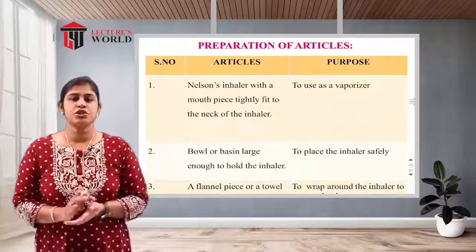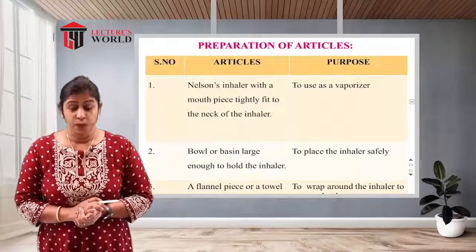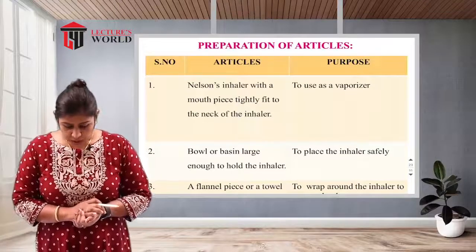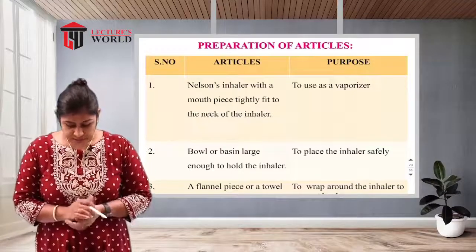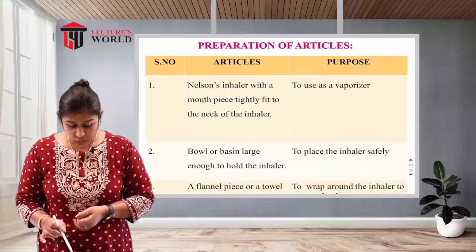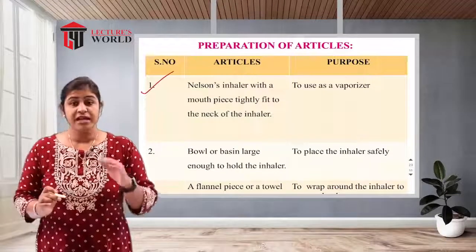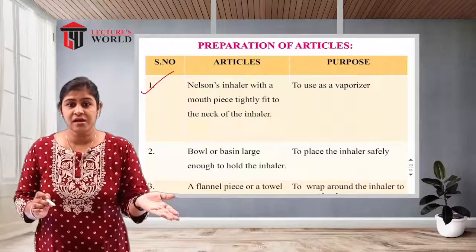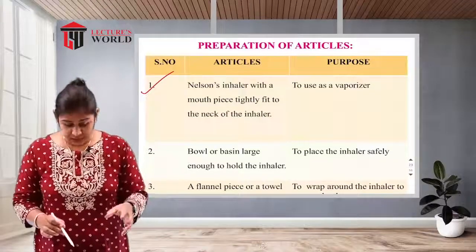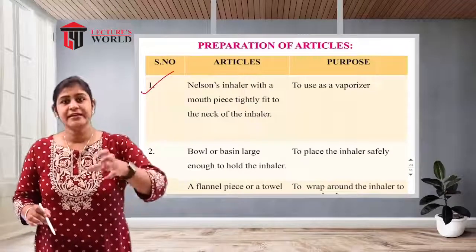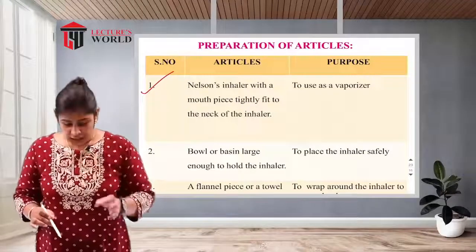Next is preparation of the articles. Now, what are the articles required for the inhalation? First is a Nelson inhaler with a mouthpiece tightly fit into the neck of the inhaler. As we have previously seen in the picture, we need a Nelson inhaler, and with that we need a mouthpiece that is tightly fit into the neck of the inhaler.